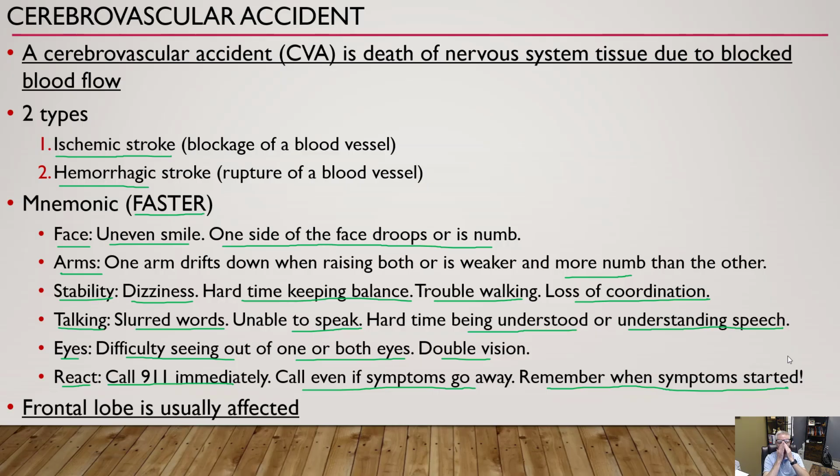Because every hospital has a protocol of when they can give that clot buster. And you can only give that clot buster within a certain amount of time after the symptoms started. So, let's say your symptoms started yesterday at noon, and now it's 24 hours later. It's going to be too late to do anything. But if the symptoms started 2 hours ago, it's still within that window of time. So remember when those symptoms started.